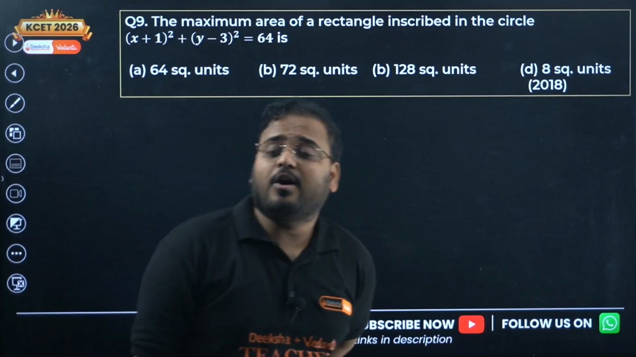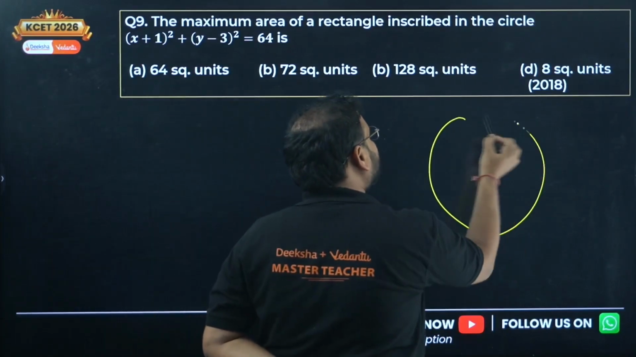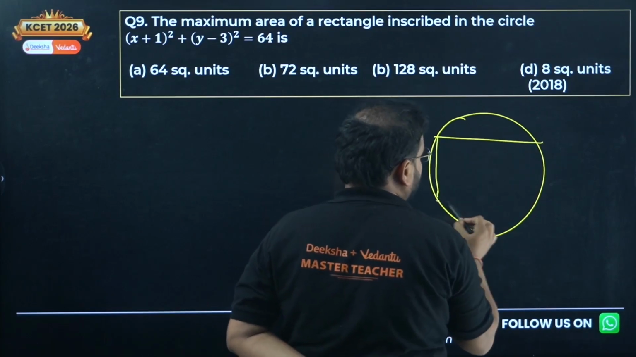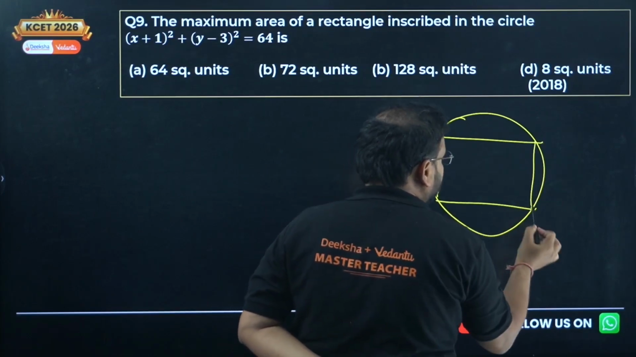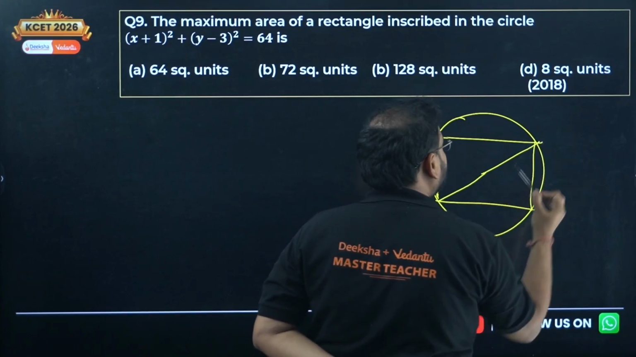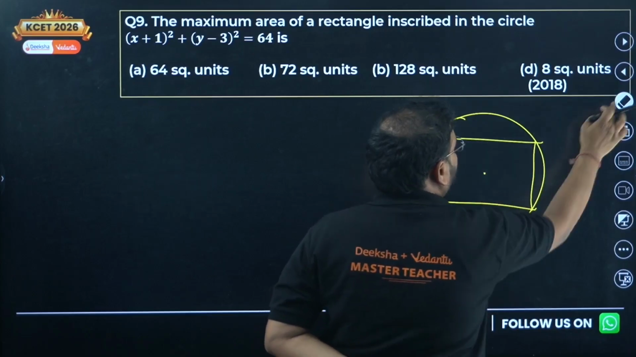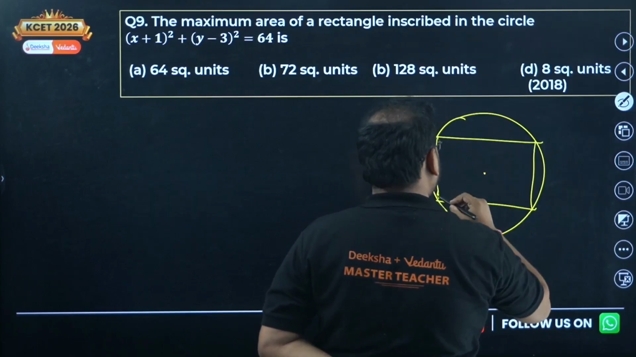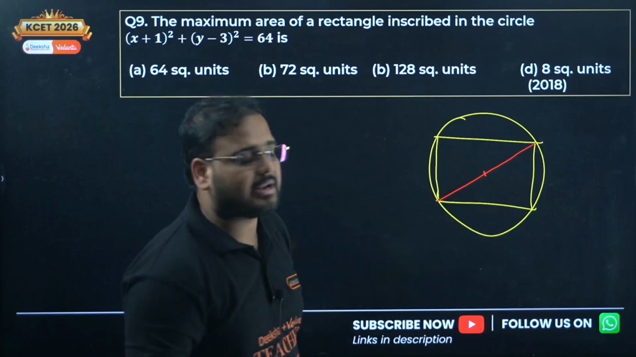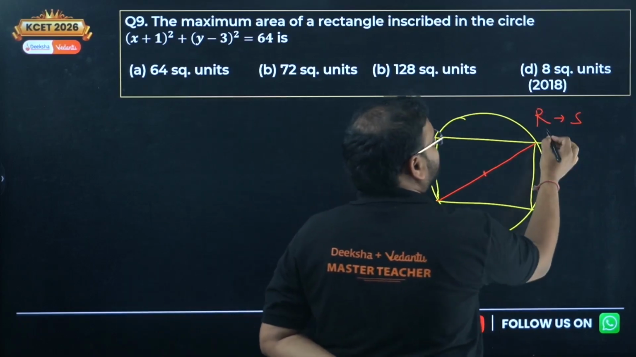Next, 9th. The maximum area of a rectangle inscribed in a circle. Whenever you try to maximize the area of a rectangle inscribed in a circle, it becomes a square. Remember this property. If you try to maximize the area of a rectangle which is drawn inside a circle, this particular figure becomes a square. The rectangle turns out to be a square when you maximize it.